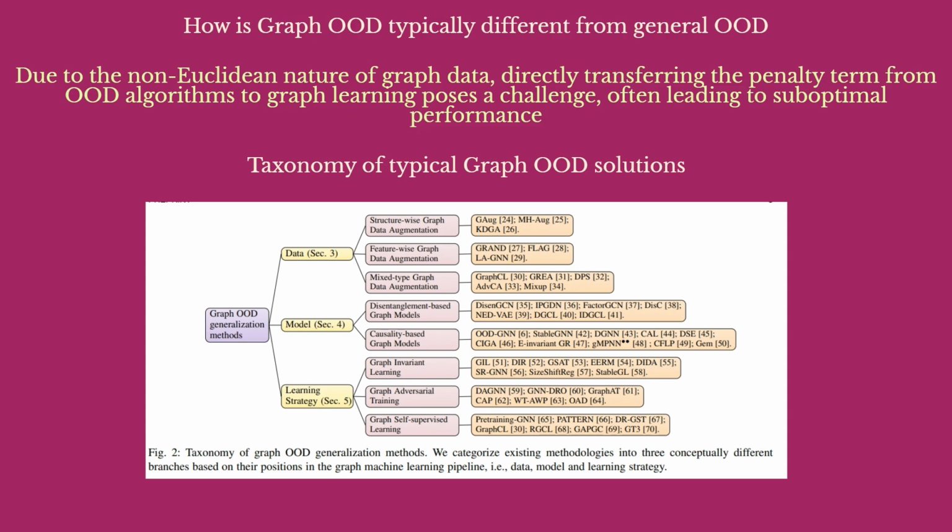Also, how is graph out of distribution typically different from general OOD? Due to the non-Euclidean nature of graph data, directly transferring the penalty term from out of distribution algorithms to graph learning poses a challenge, and it often leads to suboptimal performance. In this taxonomy of typical graph out of distribution solutions, there are three methods of generalization, which include data, model, and learning strategy. Our paper contains graph invariant learning.